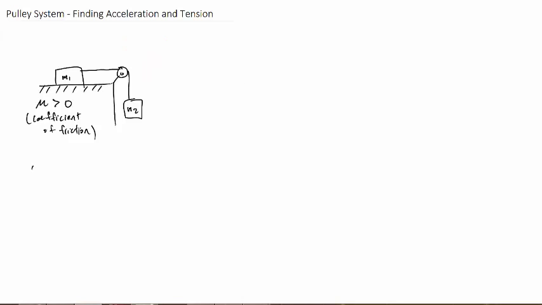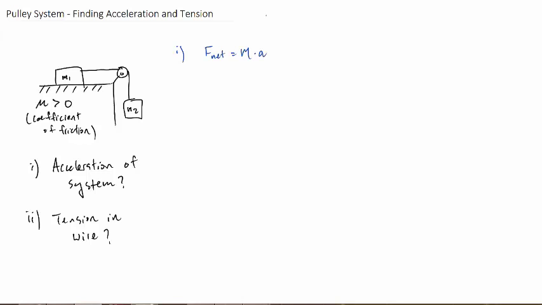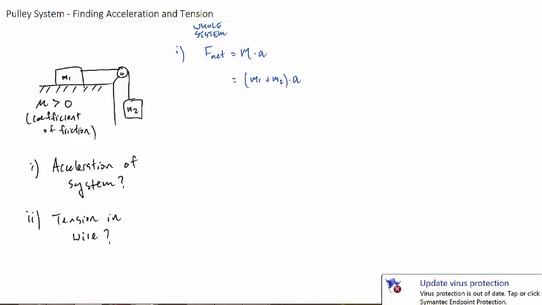Alright, so first things first, probably what we'd want to know is what's the acceleration of this system. We also might want to know what's the tension in that wire that's connecting them. So, as usual, start with F net equals ma, and we're looking at the entire system. So the whole system includes both masses, so it's the sum of the masses times a.